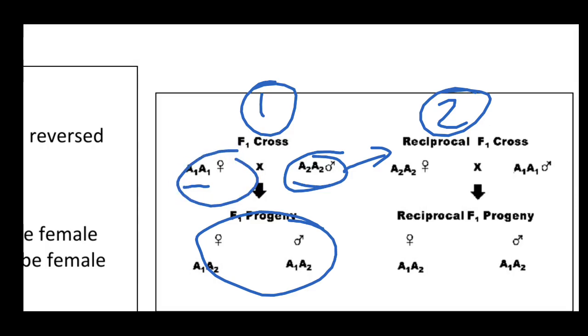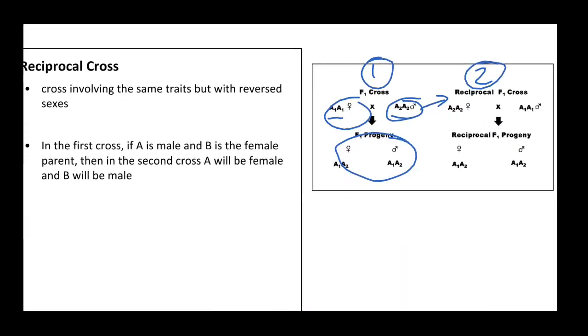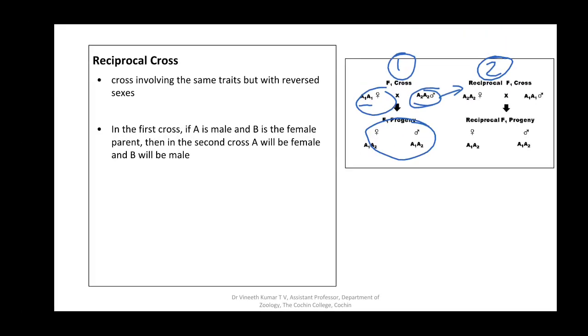Such crosses, where you just reverse the sexes from the first cross, are what we want. In the first cross, if A is male and B is female, then in the second cross A will be taken as female and B will be taken as male. Such types of crosses are referred to as reciprocal crosses. So these are the 3 different types of crosses which we discussed: back cross, test cross and reciprocal cross.